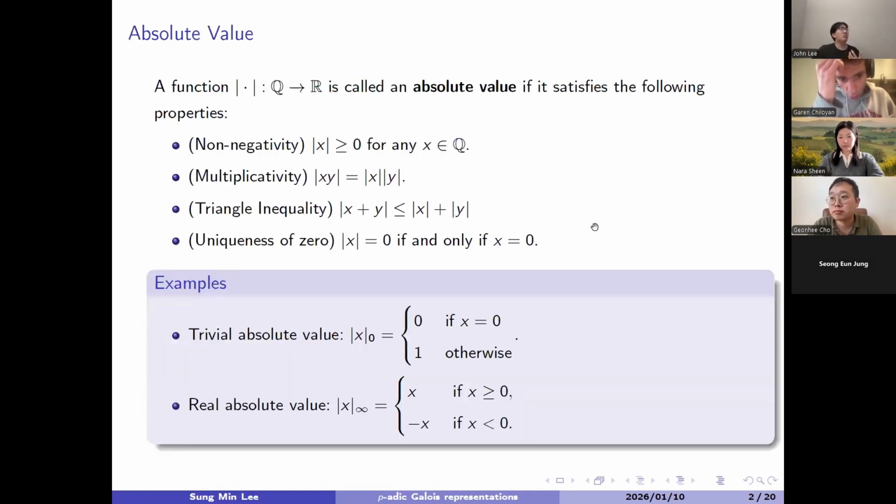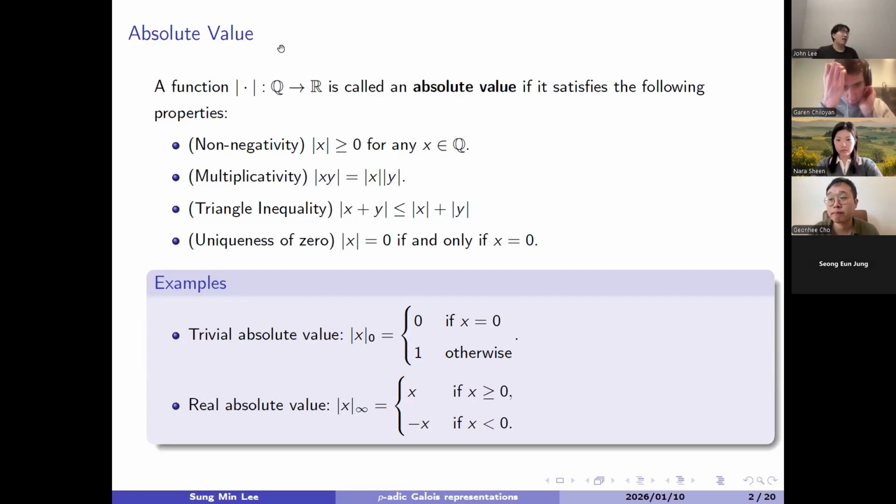Okay, let's start with the simplest stuff, which is the absolute value. We all learned in middle school that the absolute value of x is either x or negative x, depending on the sign of x. But a little more motivation for the absolute value is that it should follow the following criteria.